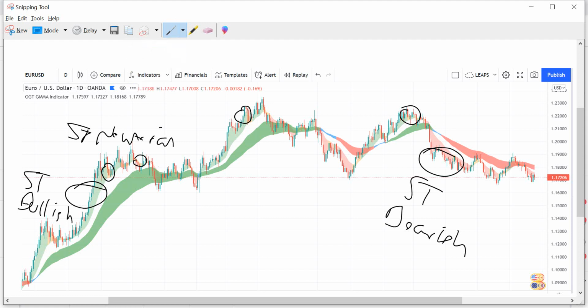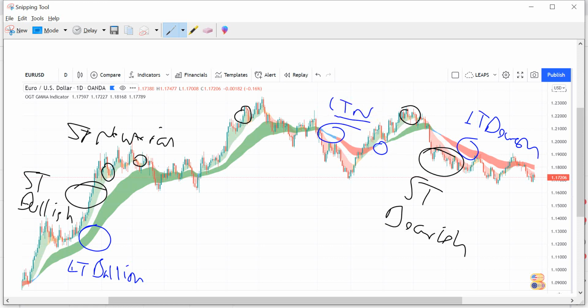If I change this to blue, then you've also got dark green and you've got dark red. So the dark green is where the long-term traders are bullish, and the dark red is where the long-term traders are bearish. And then you'll also see these blues over here. If you can see here, that is when the long-term traders are neutral. Now, as you can see here, what you're really looking for is when you've got light green and dark green together, or dark red and light red together.